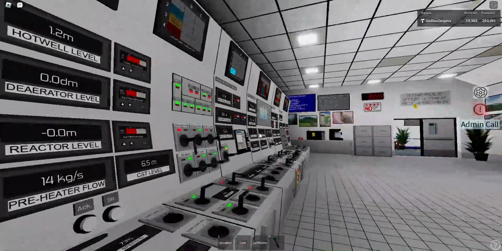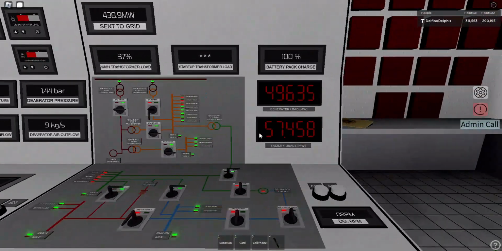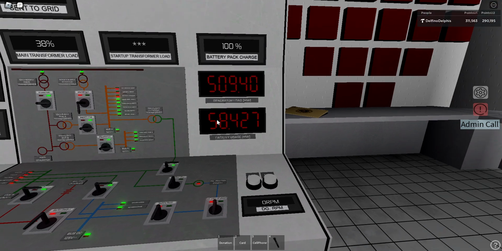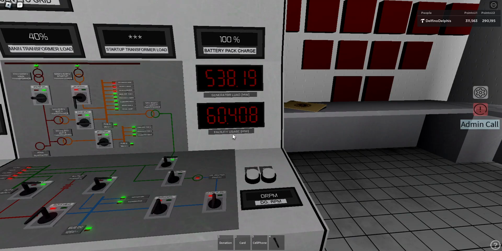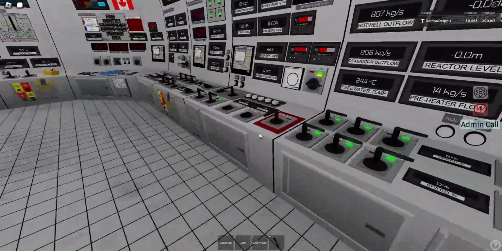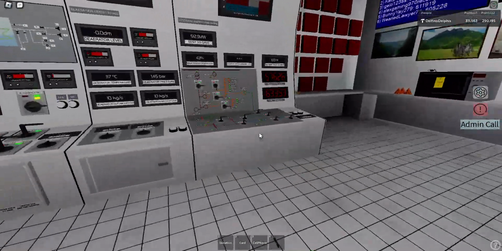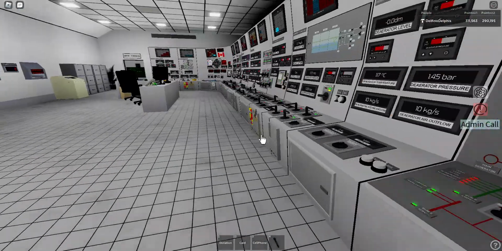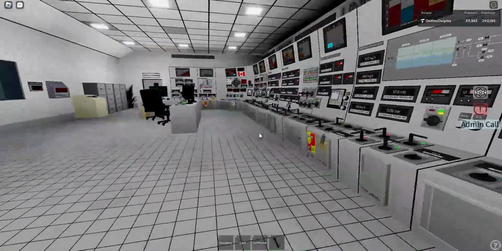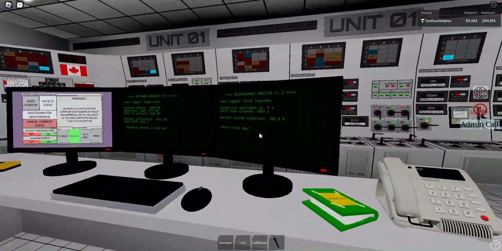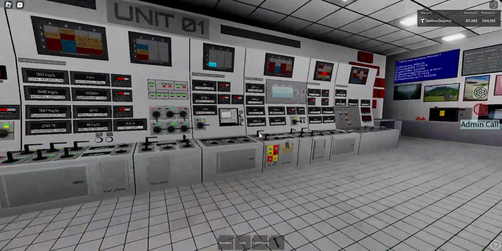And our site is using about, you see, 60 megawatts. So actually we need to, and this is rising because these pumps use a lot of power. So we will want to reach a little higher output than 1000, probably something like 1080. We will see this in a moment.